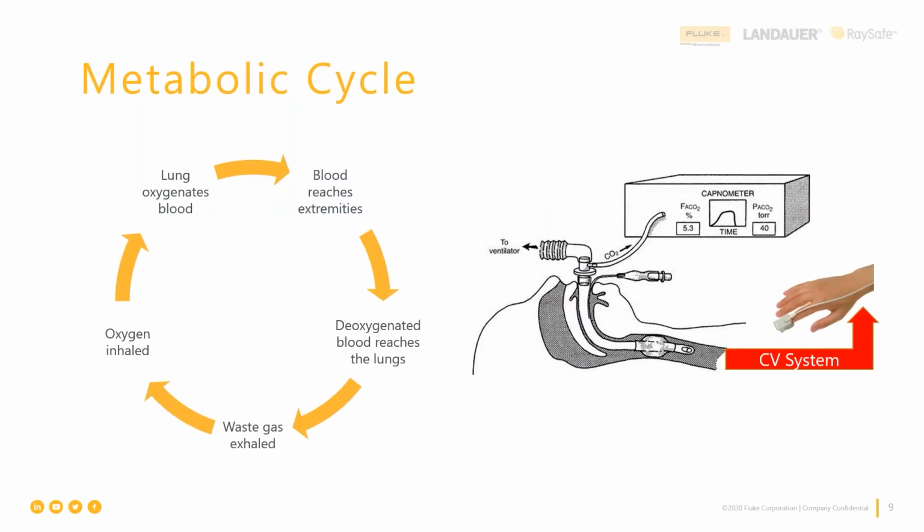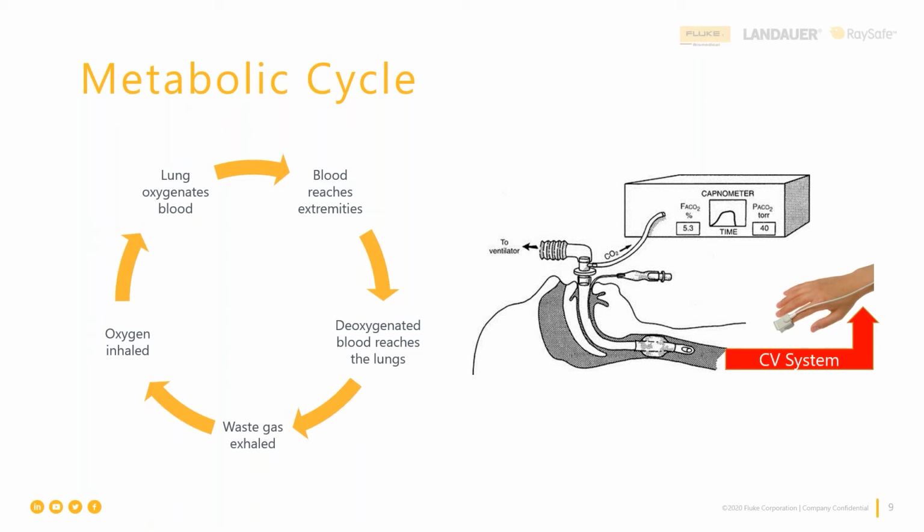All right, so I'd like to back up just a little bit and jump into the metabolic cycle. I want to walk you through how the human body metabolizes oxygen, and I'm going to walk through this circular diagram here. So the first step is that oxygen is inhaled. Then that oxygen goes into the lung, and the lung oxygenates the blood. And remember, this is the hemoglobin that gets oxygenated. The blood then gets pumped and reaches the extremities. And that's where you're going to get your pulse oximeter to measure.